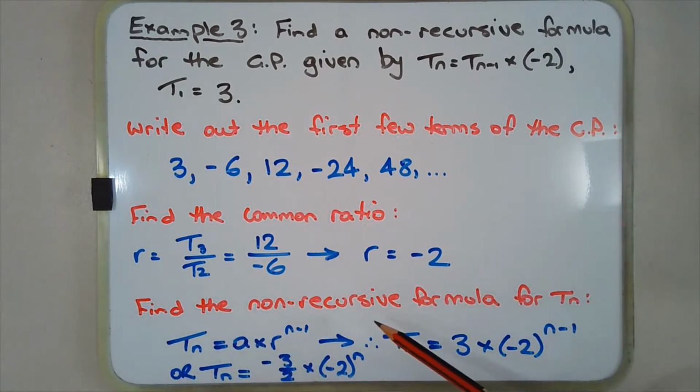Finally, we can find the non-recursive formula for Tn. And of course, Tn is given by the formula A times R to the power of n minus 1. And we've determined the first term and the common ratio. So A equals 3 and R equals negative 2. Therefore, Tn is equal to 3 times negative 2 to the power of n minus 1. Or if you want to simplify that further and express it just in terms of n rather than a power of n minus 1, we could write it as Tn equals negative 3 over 2 multiplied by negative 2 all to the power of n. So either one of those two formulas will suffice.